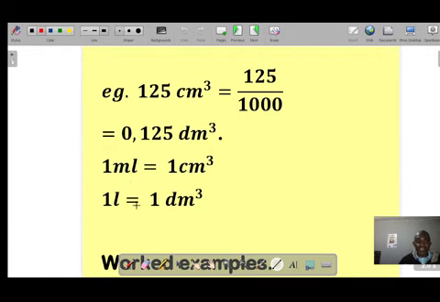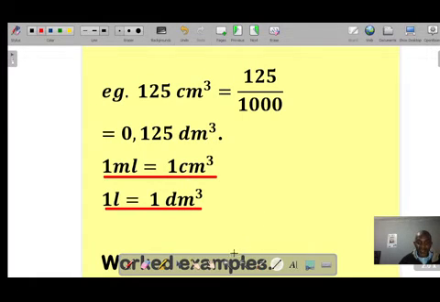Also, don't forget that 1 milliliter, which I call 1 mL, is the same as 1 centimeter cubed, and 1 liter is the same as 1 decimeter cubed. So if a question is given in milliliters, first of all I must know those are centimeters cubed, and then to convert them to decimeters cubed, I do what? I divide by 1,000.